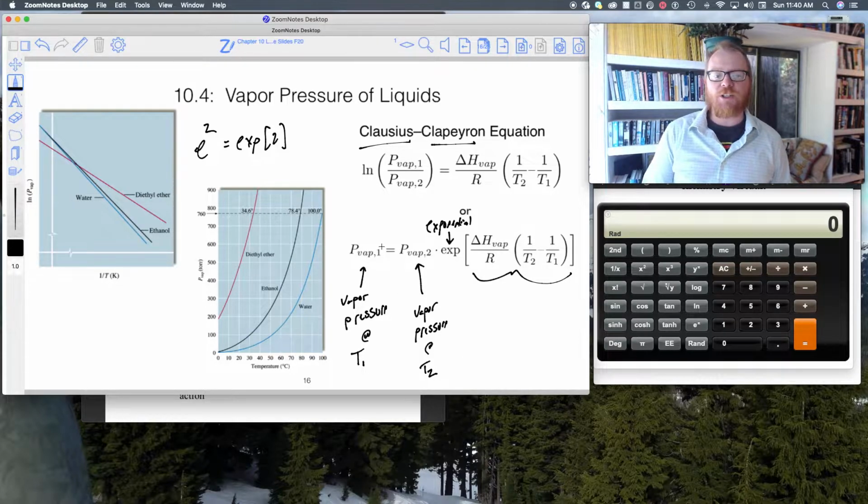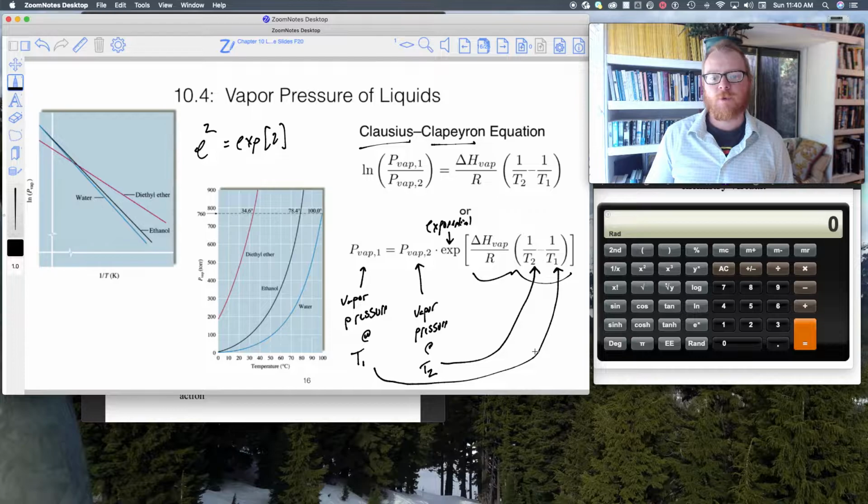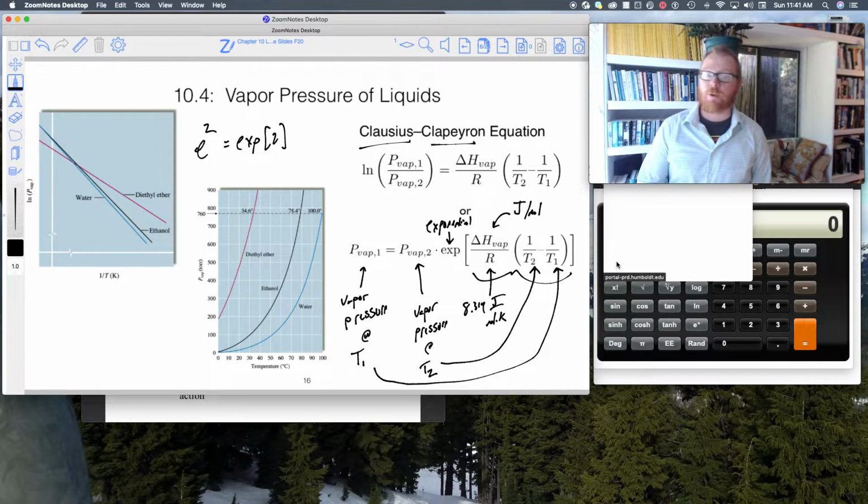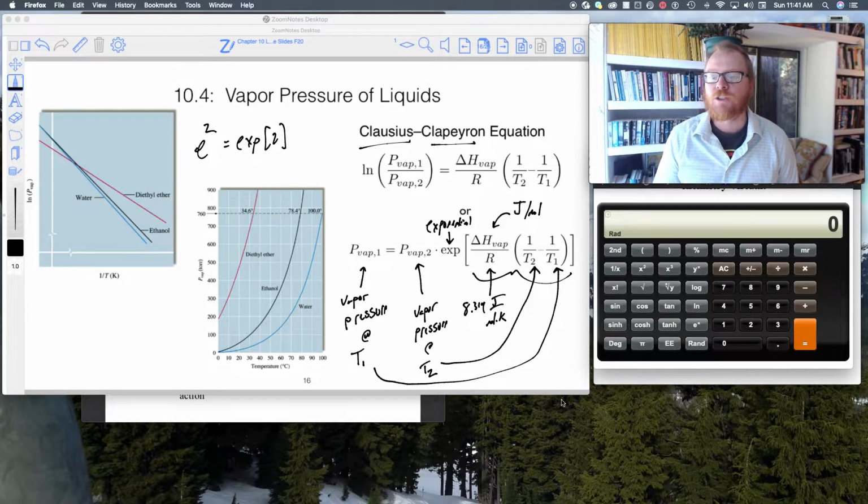So what about this T1 and T2? Well, P vap 1 is the vapor pressure at T1, this temperature right here, okay? P vap 2 is the vapor pressure at temperature 2, that's this temperature right here, okay? We have the universal gas constant. Here we want to use the flavor of R, 8.314 joules per mole K. We have to use that version of R. And so our delta H of vaporization has to be expressed in joules per mole, not kilojoules per mole, but joules per mole.